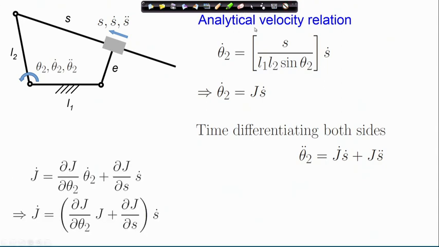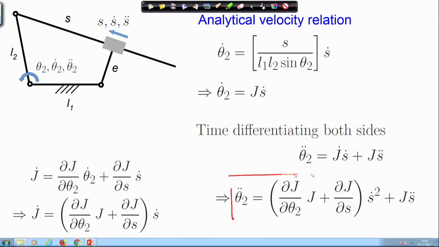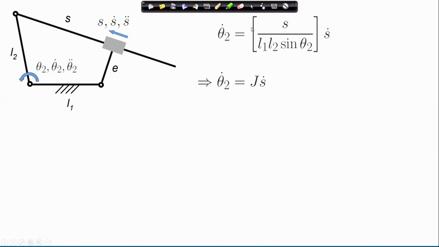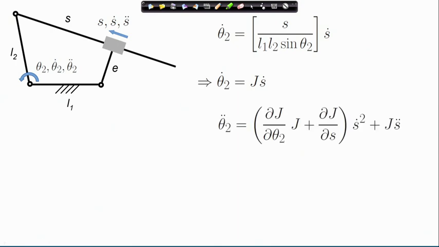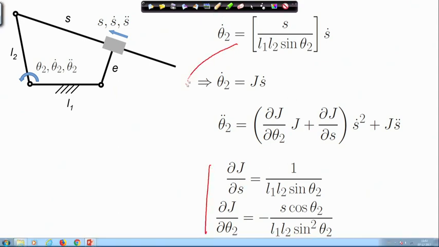So, let me show this formally. So, this is our final expression that we have. So, let me rewrite these expressions and determine what is del J del theta 2 and del J del s. So, these are the relations which can be easily obtained from here by differentiating with respect to s. I have del J del s, and with respect to theta 2 I have this expression of del J del theta 2.